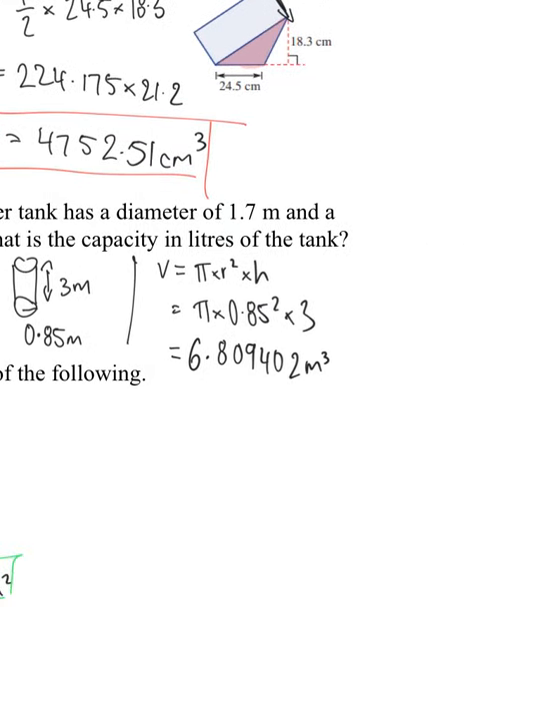And to get from meters cubed to liters, guys, what you've got to do is you've got to times it by 1,000, and that'll get you the liters. If you think about when you times something by 1,000, you bring the decimal place 3 places to the right. So it's going to be 6,809.40 liters. Cool.